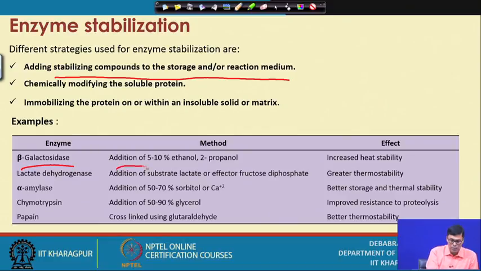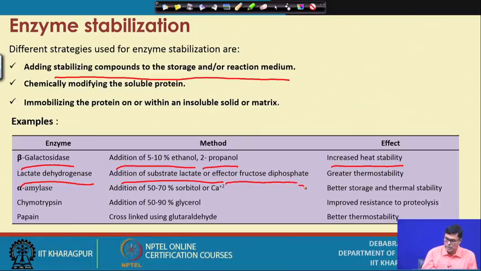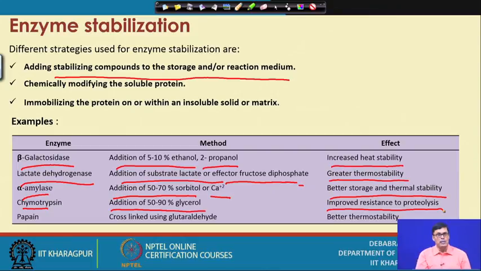galactosidase. Addition of 5 to 10% ethanol and 2-propanol increases the heat stability. For lactate dehydrogenase, addition of the substrate lactate or fructose diphosphate gives greater thermostability. For alpha amylase, addition of 50 to 70% sorbitol or calcium ion gives better storage and thermal stability. For chymotrypsin, addition of 50 to 90% glycerol improves resistance to proteolysis. This is how different chemicals influence the stability of enzymes.